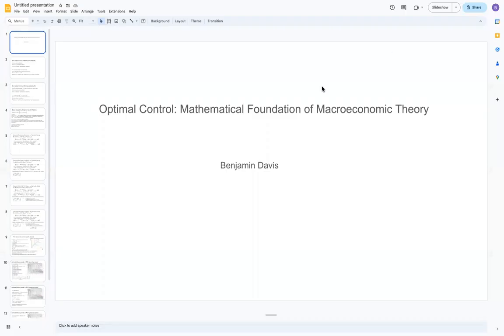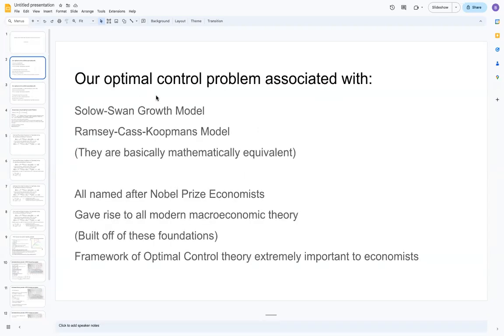Hi, I'm presenting on optimal control as the mathematical foundation of macroeconomic theory. Our optimal control problem is associated with the Solow-Swan growth model as well as the Ramsey-Cass-Koopmans model. These are basically mathematically equivalent problems with some slight variable relabelings.